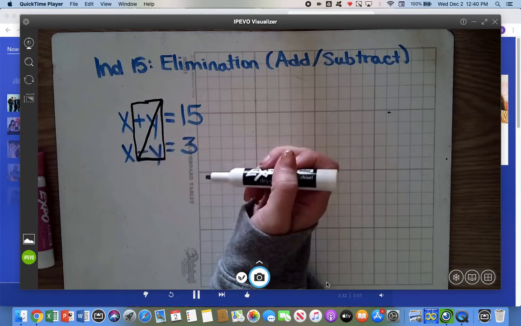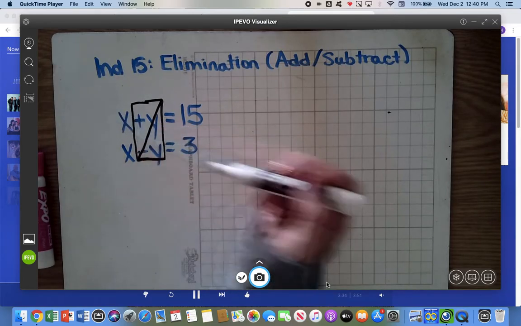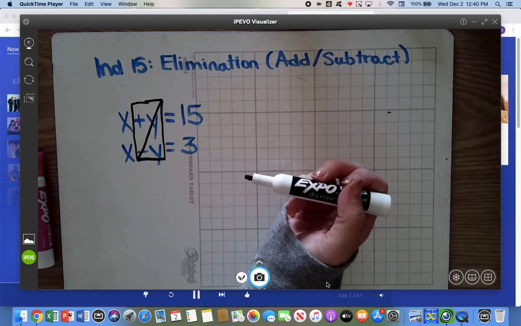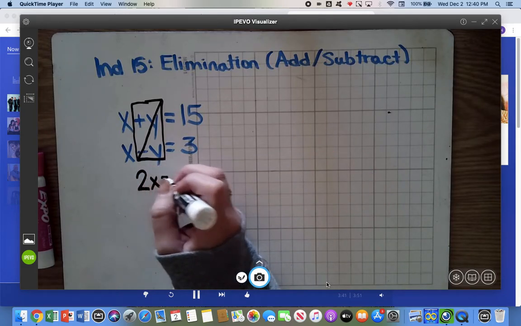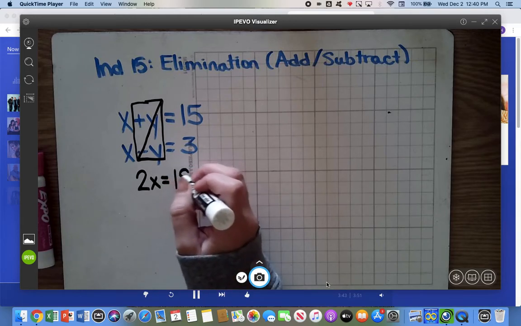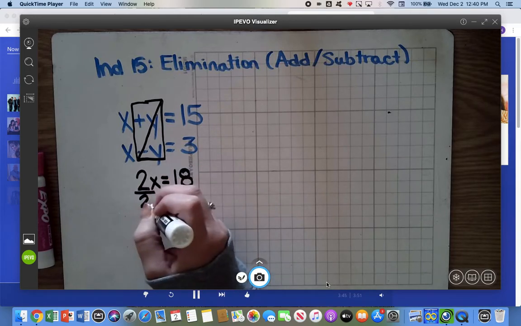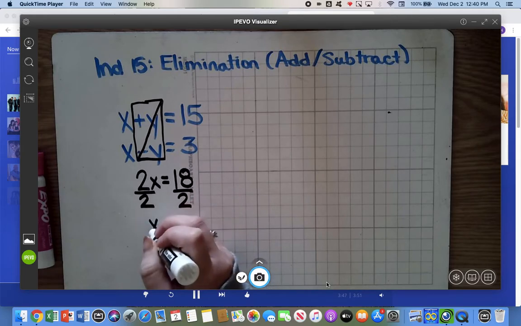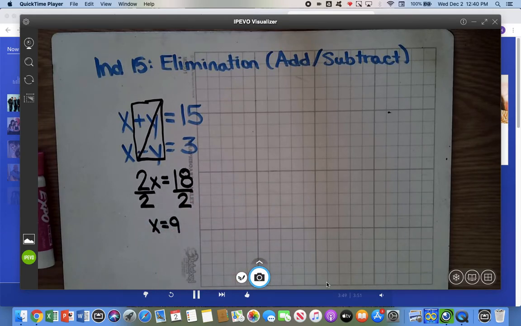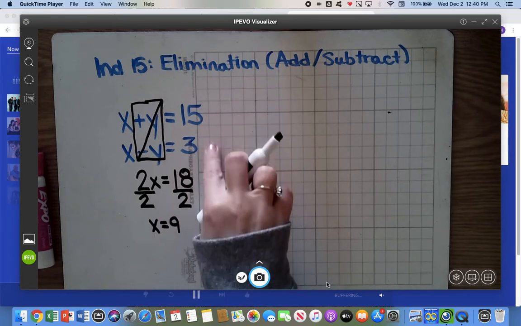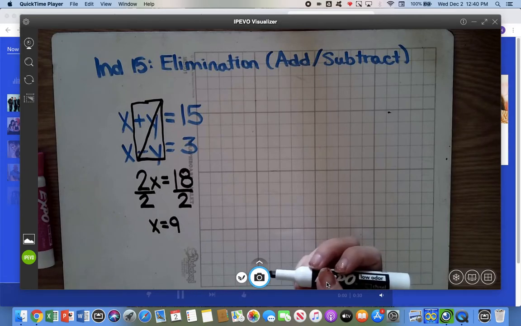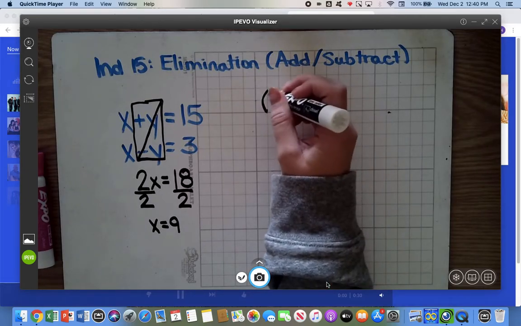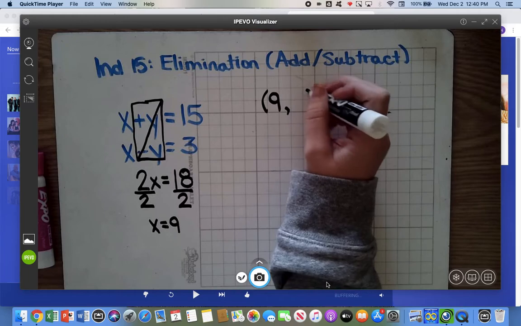So then we just combine what's left. We add them. 1x and 1x becomes 2x. 15 plus 3 is 18. And then we can divide by 2. And we get the value that x is 9. So we know that if we were to graph both of these equations, we could have done it by hand and graphed, or you could use Desmos, but we know that the x coordinate is 9.